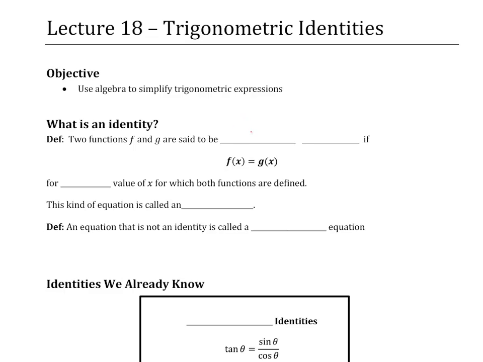So let's start by saying two functions, f and g, are said to be identically equal if f of x and g of x are the same for every value of x for which both functions are defined. So this is different than the type of equations that we solved in previous lectures. These are statements that are true no matter what x we plug in. And these are what we call identities. That kind of equation is called an identity.